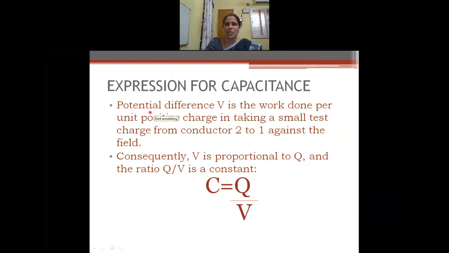Here is the expression for capacitance. We know what a potential difference is. Potential difference is the work done per unit positive charge in taking a small test charge from conductor 2 to 1 against the field. Here we can also write V is proportional to Q, or the ratio Q by V is a constant. This constant C is known as the capacitance of the capacitor.